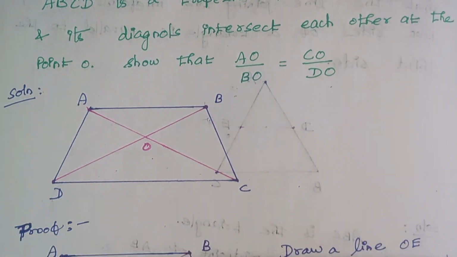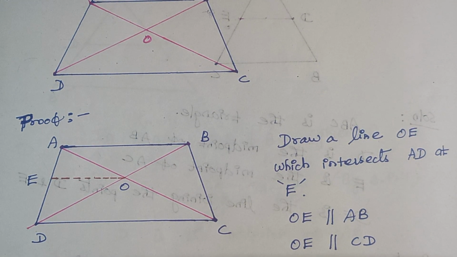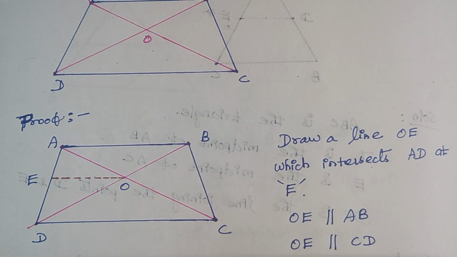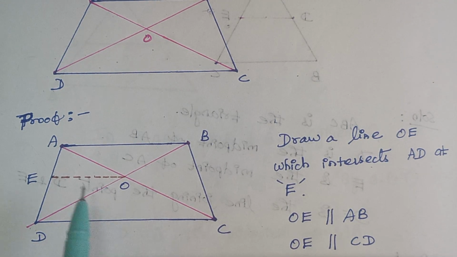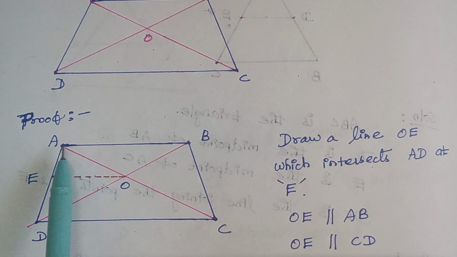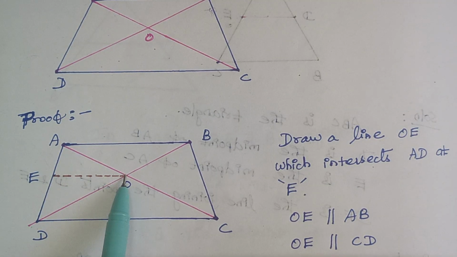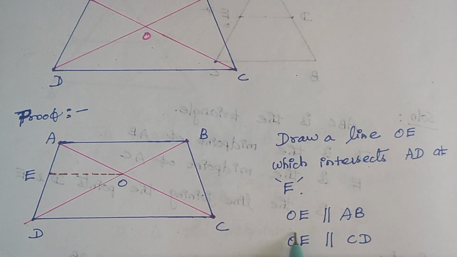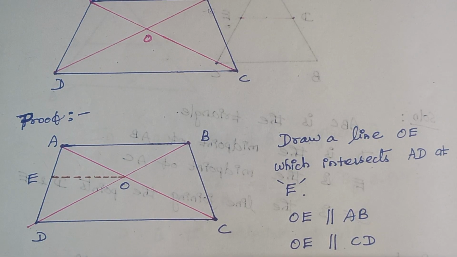Fine. So to prove this, we are constructing a line. Draw a line OE which intersects the side AD at point E. When you look at this diagram, it is very clear that OE is parallel to AB. And in the same way, the same line OE is also parallel to DC or CD. So we make a note of it: OE is parallel to AB and OE is parallel to DC.